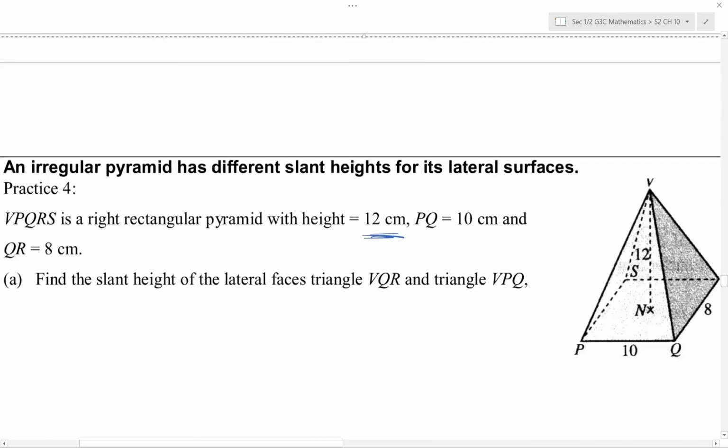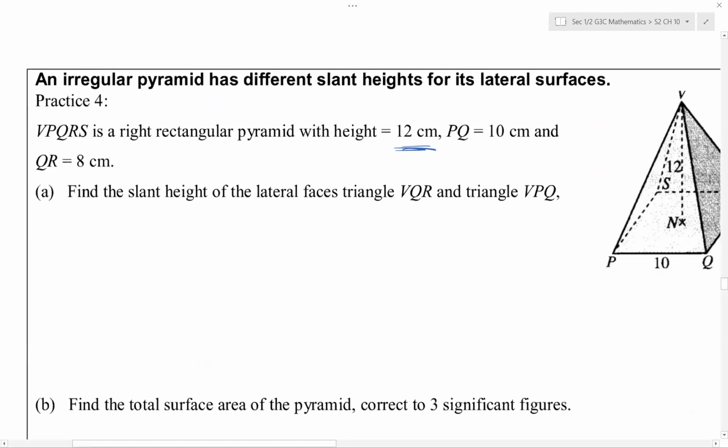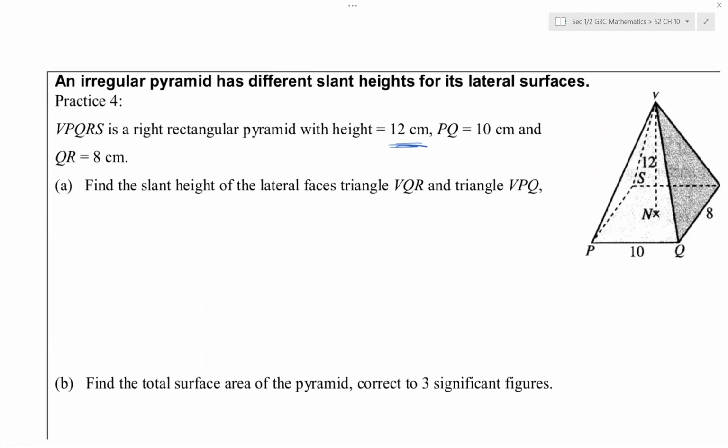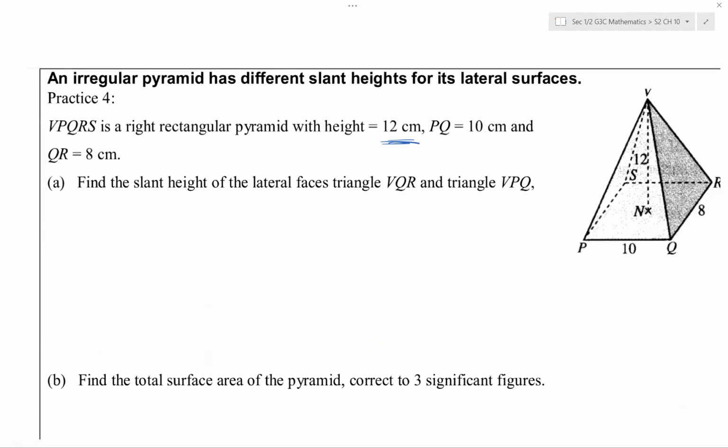Okay, next one. We have practice 4, irregular pyramid. Please try yourself now for the slant height for each of the lateral faces, VQR, VPQ. It is the same as what we've done before. It's just that now you have 2 different triangles instead of 4 of the same triangles. So please try it now.